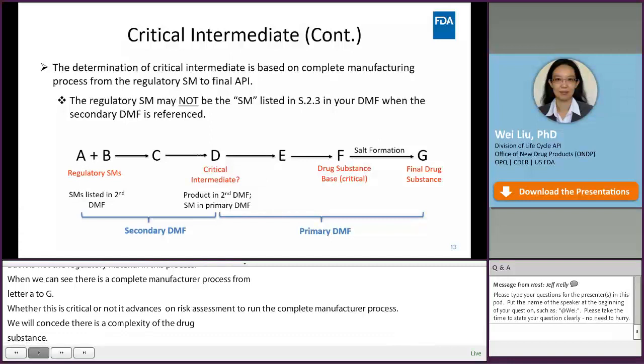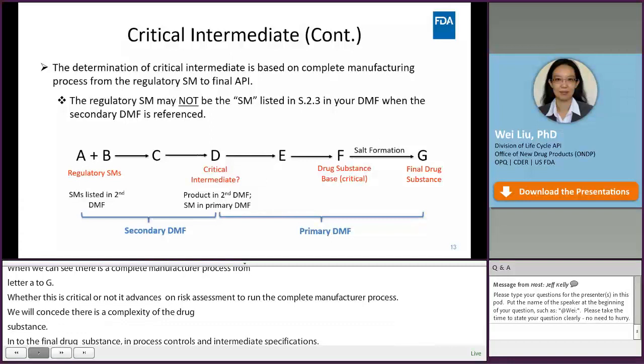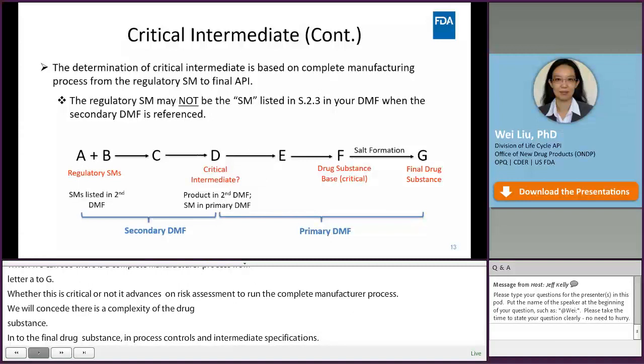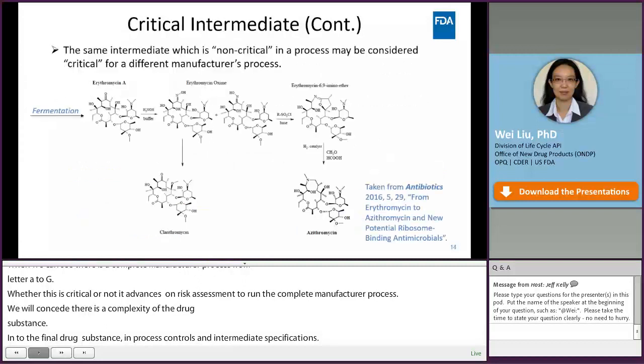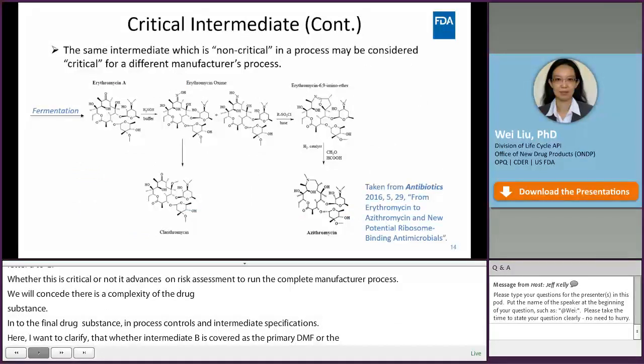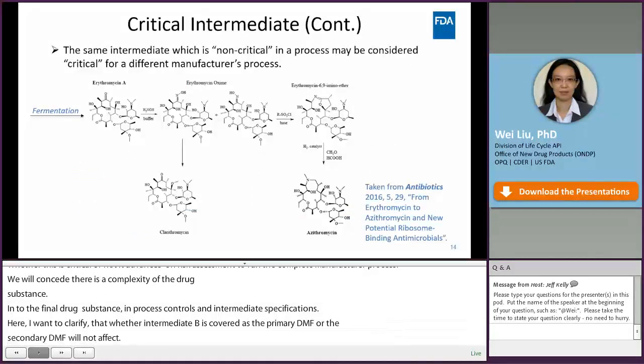Here I want to clarify that whether intermediate D is covered in the primary DMF or in the secondary DMF would not affect the decision. Another point I want to mention is the same intermediate which is non-critical in one process may be considered critical for a different manufacture process, because we have more than one factor to be considered.